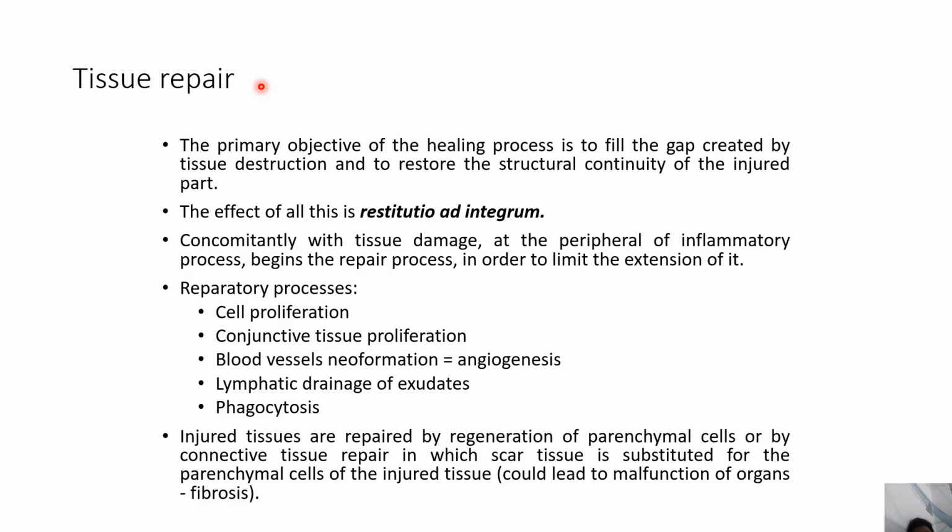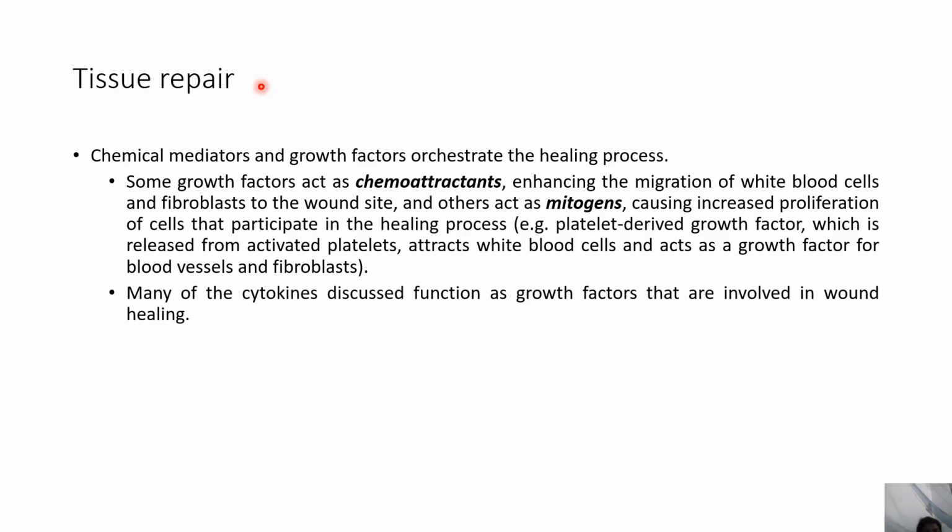So injured tissues are repaired by regeneration of parenchymal cells or by connective tissue repair, in which scar tissue is substituted for the parenchymal cells of the injured tissue. So it could lead to malfunction of organs, and that will also lead to fibrosis. Now, chemical mediators and growth factors can orchestrate the entire healing process, facilitate it basically.